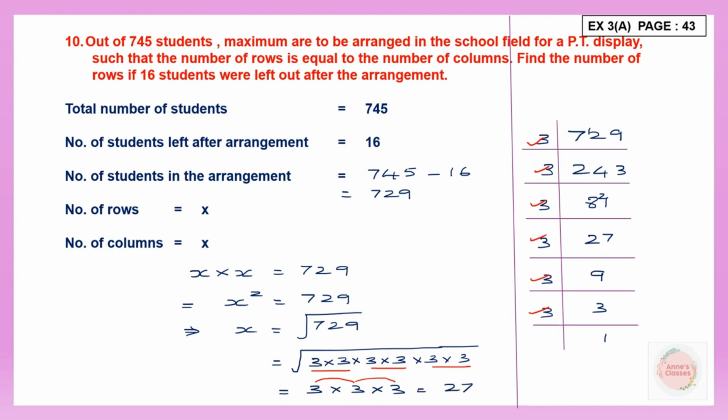So what have we found? We were asked to find the number of rows. So we have found the number of rows to be 27. So write down your answer clearly. Answer equals 27 rows.